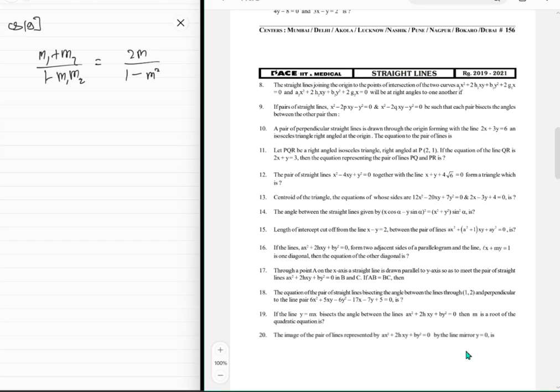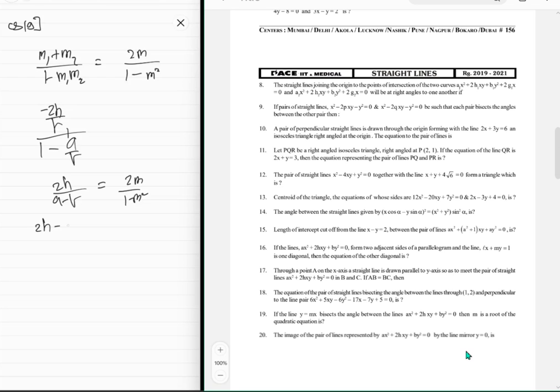Okay, and what is this value going to be? m1 plus m2, just know it's negative 2h upon b, right? Not upon a, because it's set to y. And 1 minus m1 m2, which is a upon b. And this would just be basically 2h upon a minus b equal to m upon 1 minus m squared.